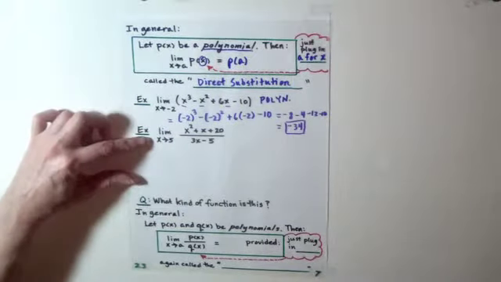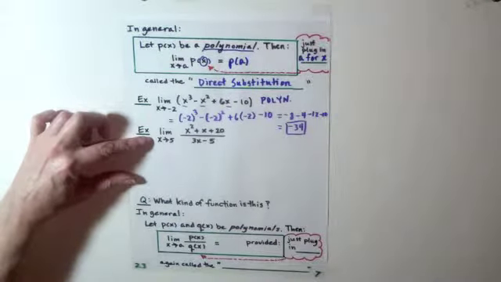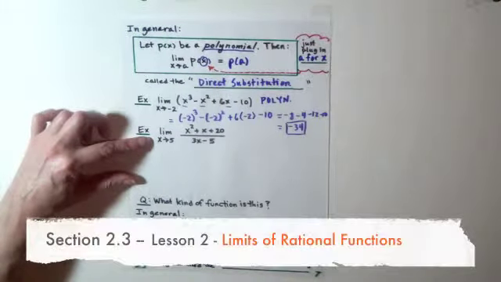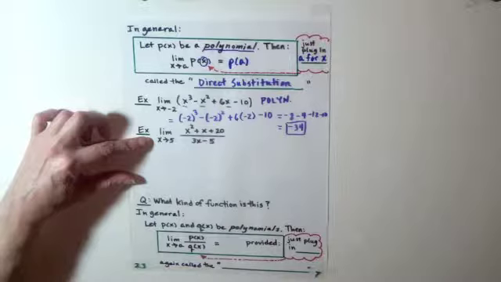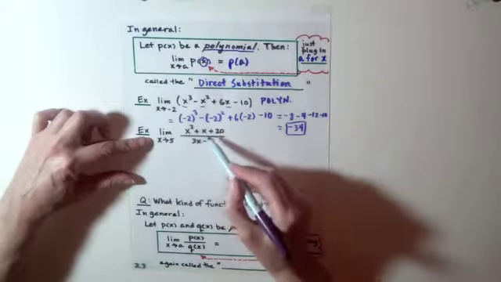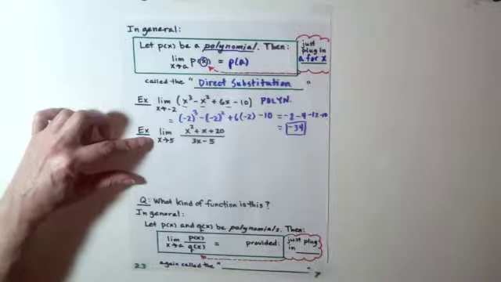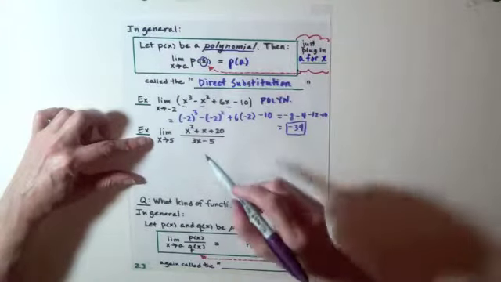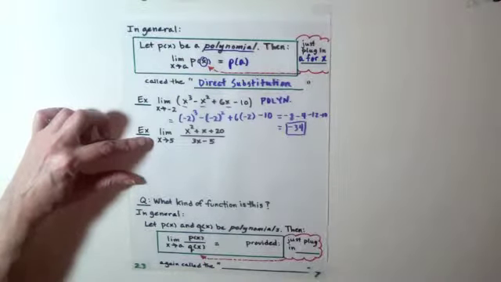Let's look at the next example together. We're doing the limit as x approaches 5 of x squared plus x plus 20 divided by 3x minus 5. Now we have to ask ourselves, is this a polynomial? Unfortunately, it is not. What kind of function is it? It's a rational function. It's one polynomial, namely x squared plus x plus 20, divided by another polynomial, 3x minus 5. And that means that it is a rational function.